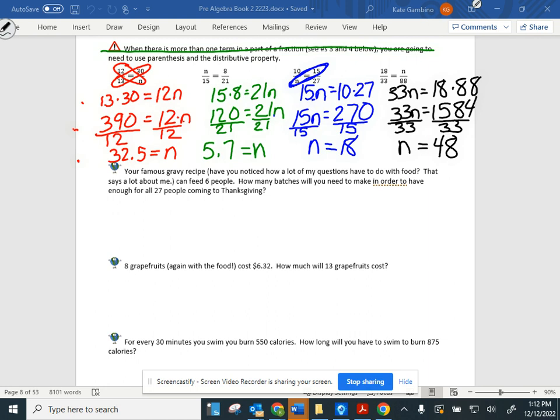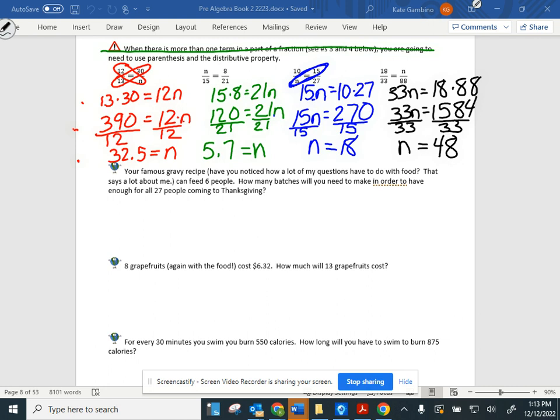Okay, so now we have some word problems. Your famous gravy recipe. Have you noticed a lot of my questions have to do with food? Oh, Mr. Schultz. That says a lot about him, doesn't it? He likes his food. His gravy recipe can feed 6 people. How many batches will you need to make in order to have enough for all 27 people coming to Thanksgiving?